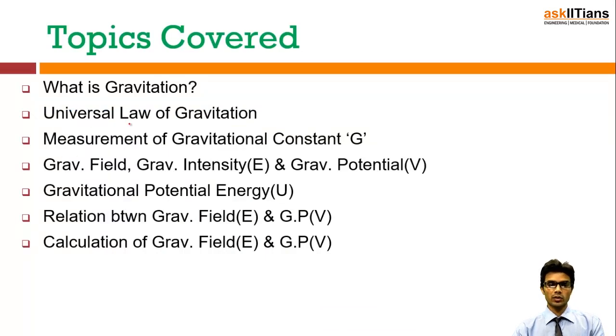Now the topics we are going to cover in gravitation are: what is gravitation. Here we will give the definition of gravitation. What are the basic examples of gravitation, and the next one, what are the laws under gravitation. There are two laws we will explain here under the universal law of gravitation. The next subtopic is measurement of the gravitational constant G. The next topic is gravitational field, gravitational intensity, gravitational potential.